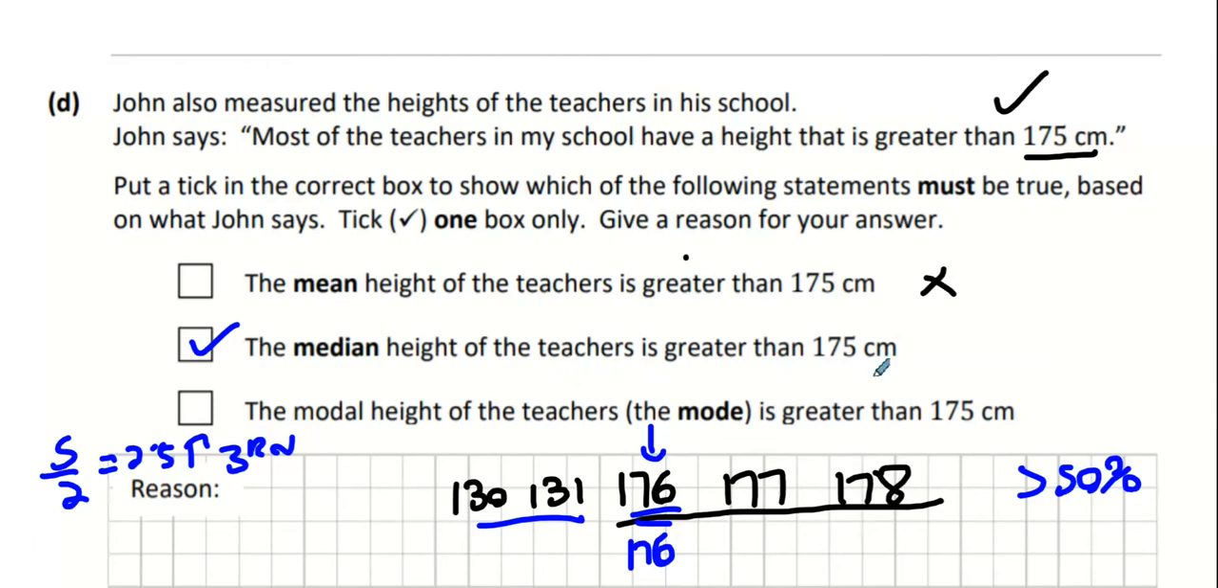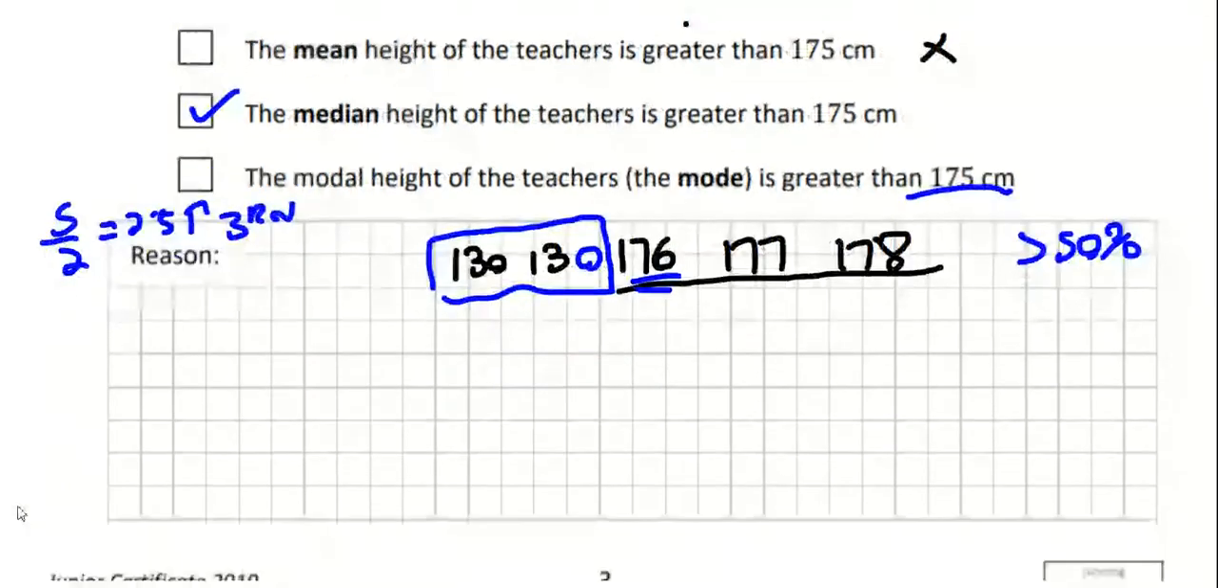The mean height of the teachers is greater than 175. True. The modal height of the teachers is greater than 175. Now we know that to be false, because once again I can make a new system like this. I can change that 131 to 130. My mode is my most common answer, and in this case 130 is the mode, which is below 175. So once again, that wouldn't work either. Only the middle answer can be true.